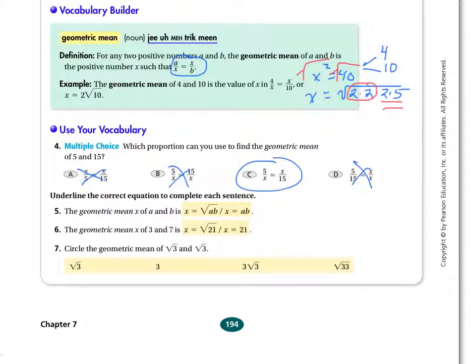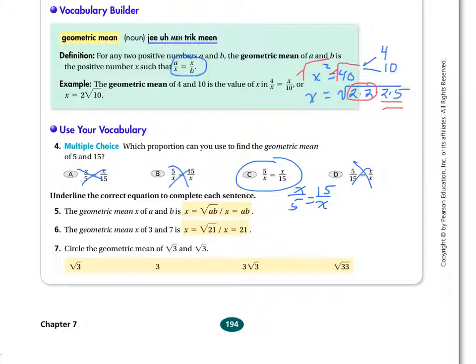Now, having said that, could I have written the 5 and the 15 on this diagonal and the x and x on this diagonal? Would that also be acceptable to find the geometric mean? Yeah, because you would have the same cross products. So to be honest, you don't have to set it up as C looks, but C is your official setup. Then number 5, the geometric mean x of A and B is, and I don't really care if you memorize that because I don't teach it that way. So I don't really care about 5.